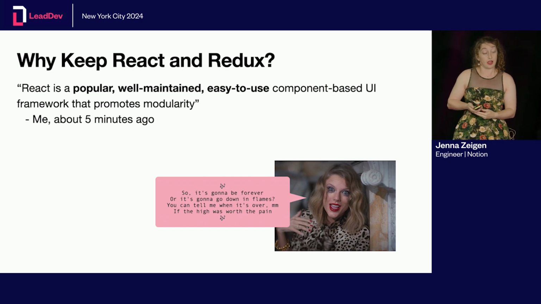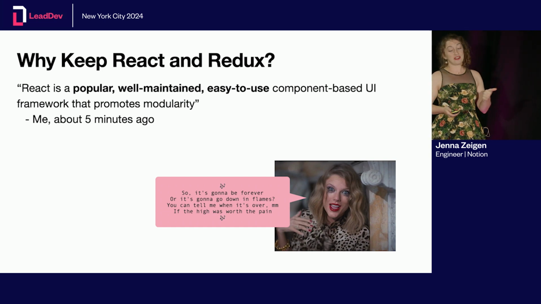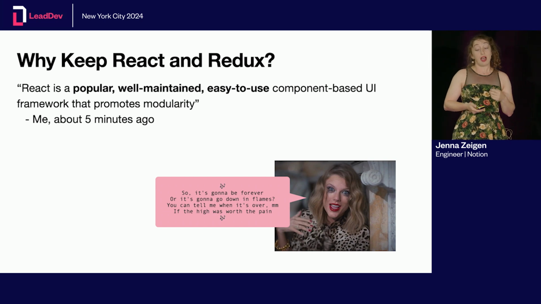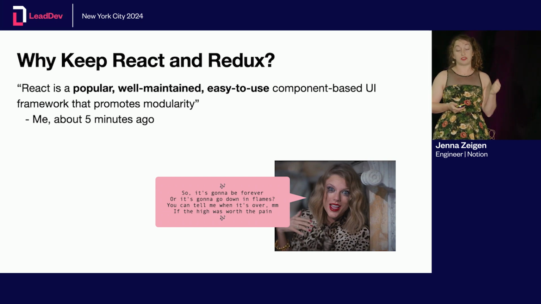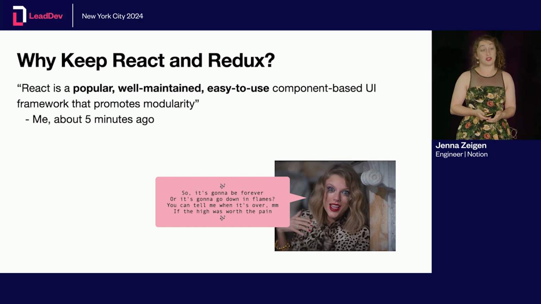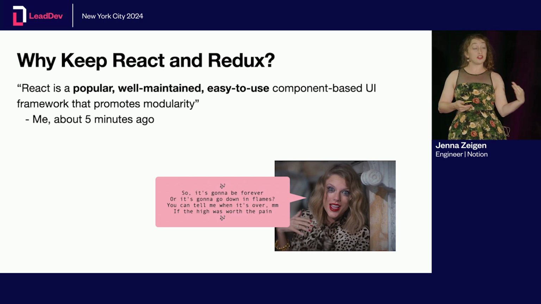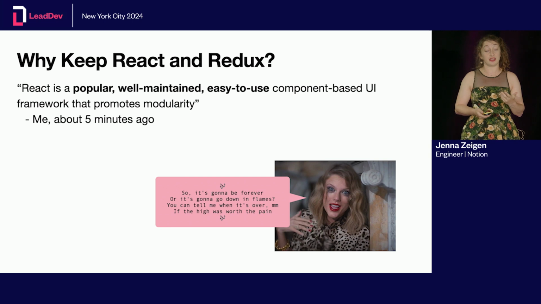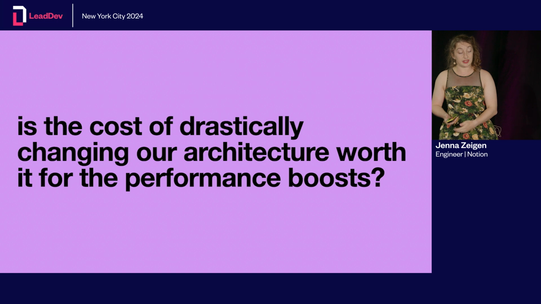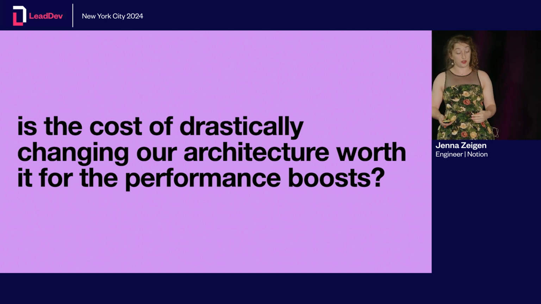Keeping React and Redux. React and Redux enabled our ever-growing team to build features with confidence, modularity, and velocity. We chose a system that was popular and people-friendly and allowed our engineers to remain agnostic of the internals of the system. And this worked for a bit, but it started to break down at scale as we pushed the limits. These problems were systemic and architectural. So we could either change the architecture or we could put in the time to fix this with mitigation and education and guardrails. So ultimately, was the cost of drastically changing our architecture worth it for the performance boosts?